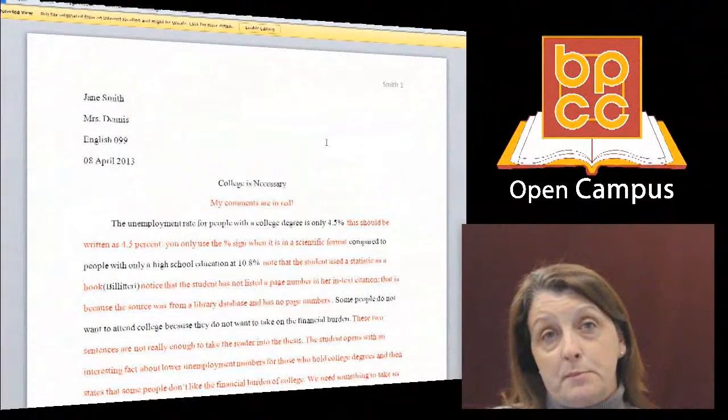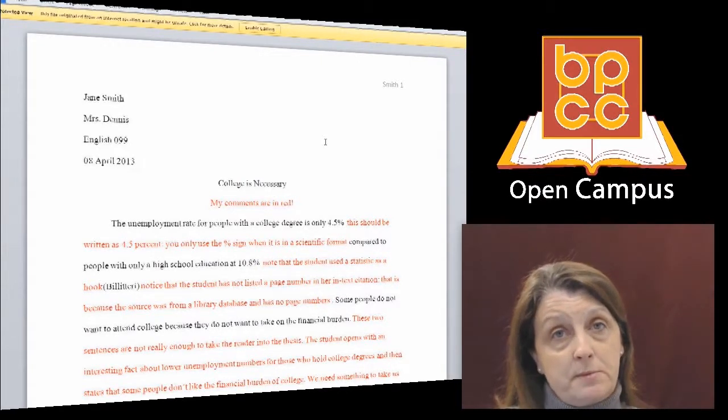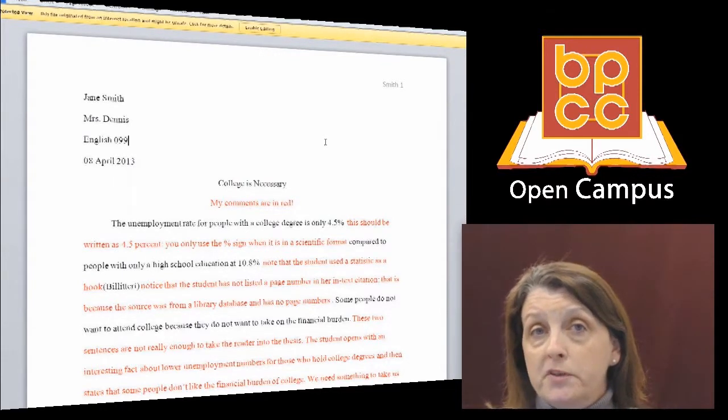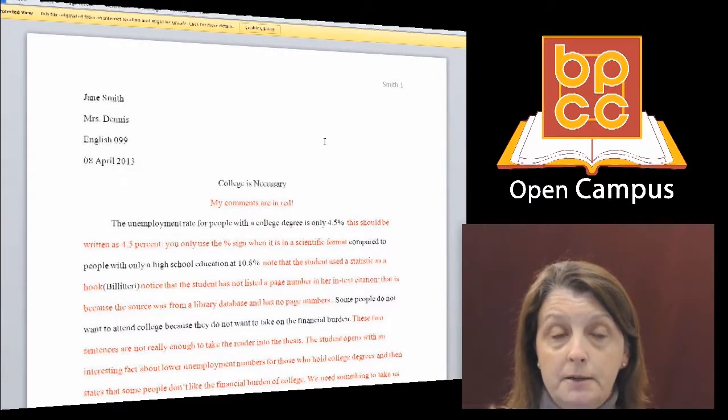Let's talk about the sample student essay. I would like for you to print out the original sample student essay and the revision of each of the components. As we go through the revision, you will have them in front of you and you'll be able to look at them as we talk.